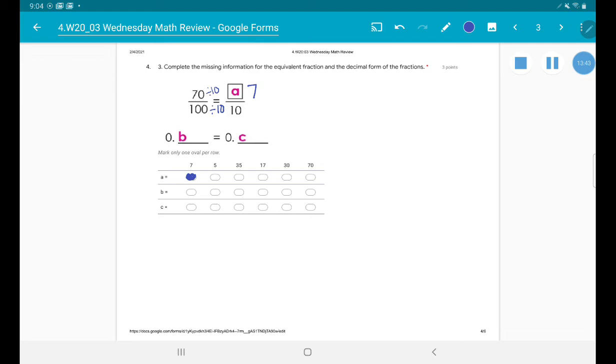Now, how would I show 70 hundredths? How am I going to do that, Christopher? You would put 0.70. Very good. And how would I show 7/10 as a decimal, Alexis? 0.7. A 0 in the wholes, the decimal point, and 7 in the tenths place. Okay.